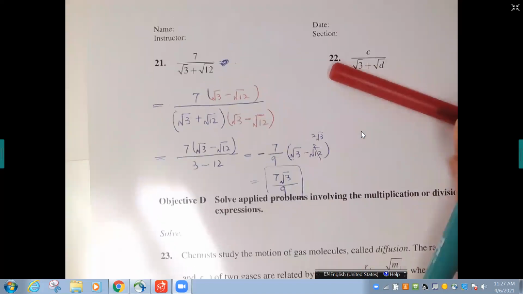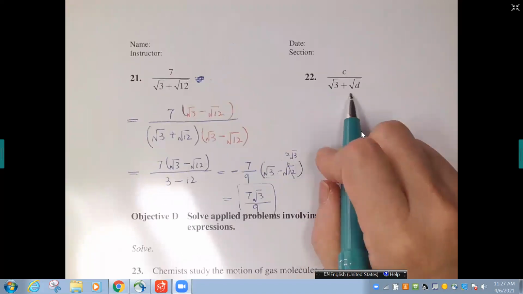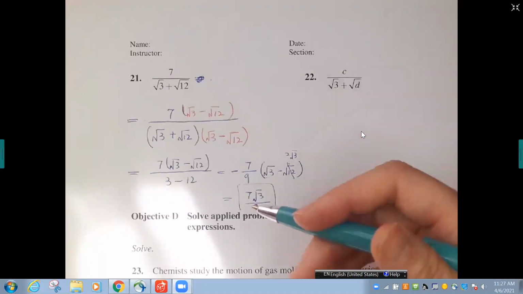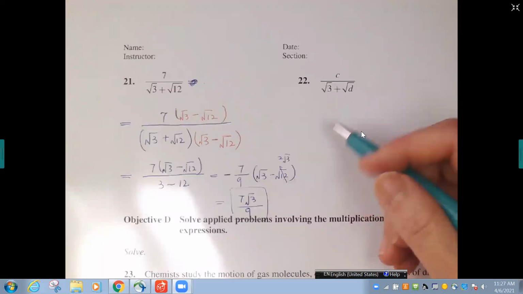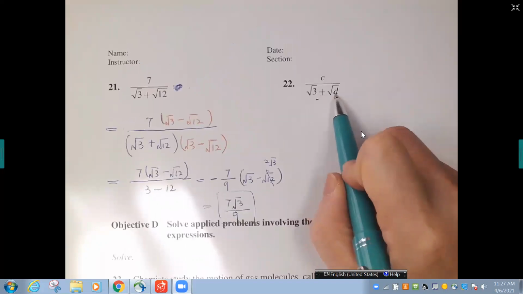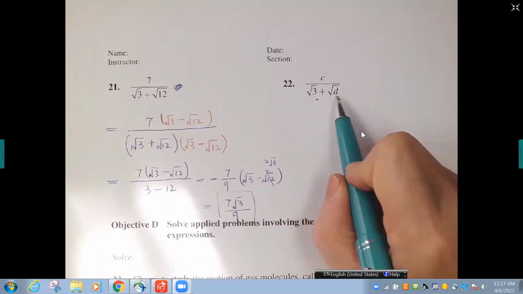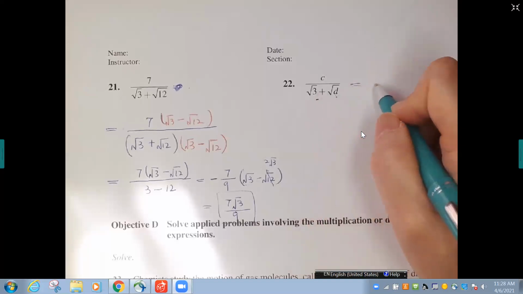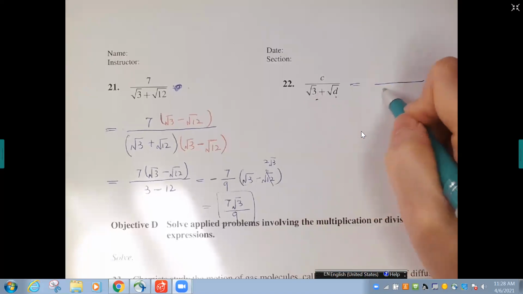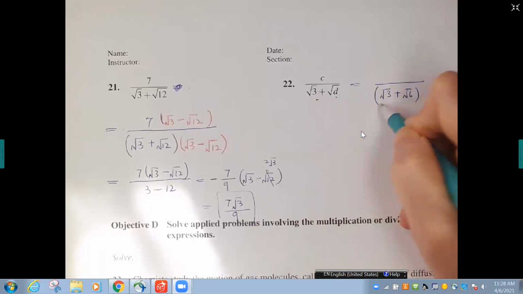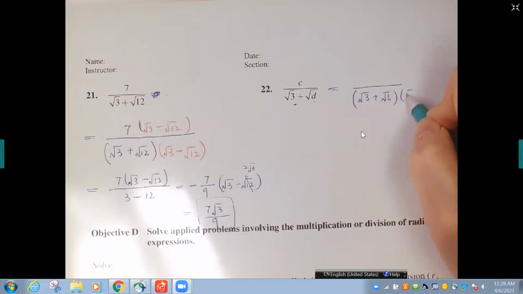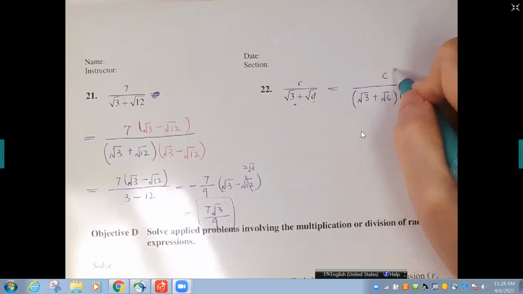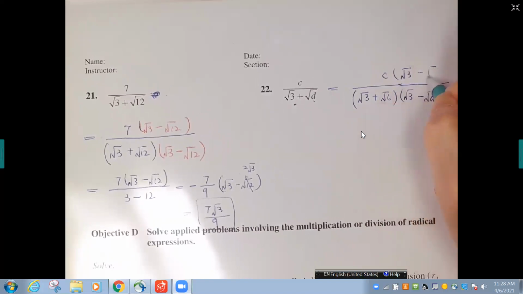And this problem is not very typical. Look at this one. I like this one better to use the rationalized method. What do we have? 2 radical symbols, all right? And there are 2 terms. The only way to get rid of the radical symbol from a 2-term radical expression is to multiply by its conjugate. So radical 3 plus radical d, multiply by its conjugate, radical 3 minus radical d. Then the numerator, do the same thing: C times radical 3 minus radical d.